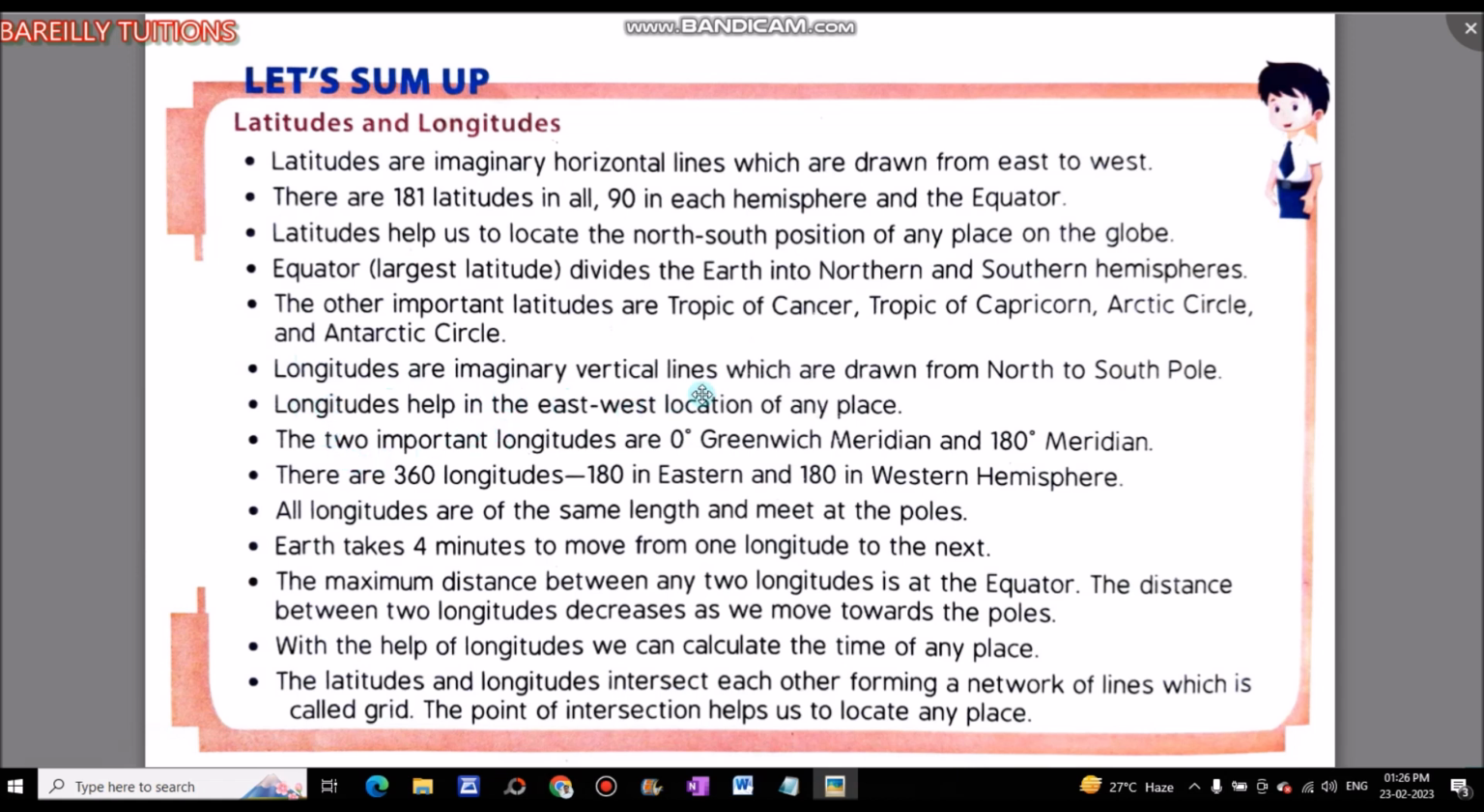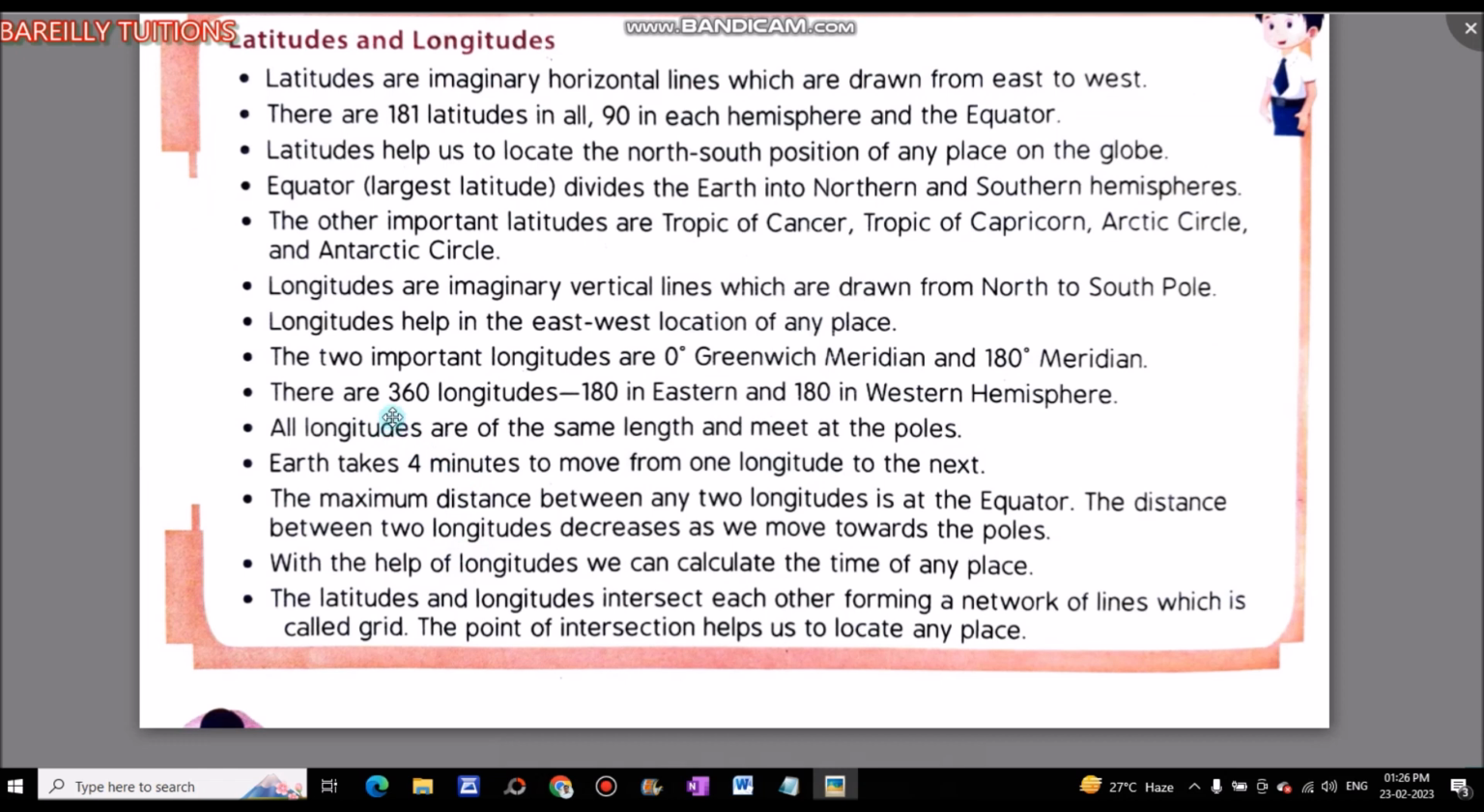Longitudes are imaginary vertical lines which are drawn from north to south pole. Longitudes help in the east-west location of any place. The two important longitudes are the 0-degree Greenwich meridian and the 180-degree meridian. There are 360 longitudes, 180 in the eastern and 180 in the western hemisphere. All longitudes are of the same length and meet at the poles.